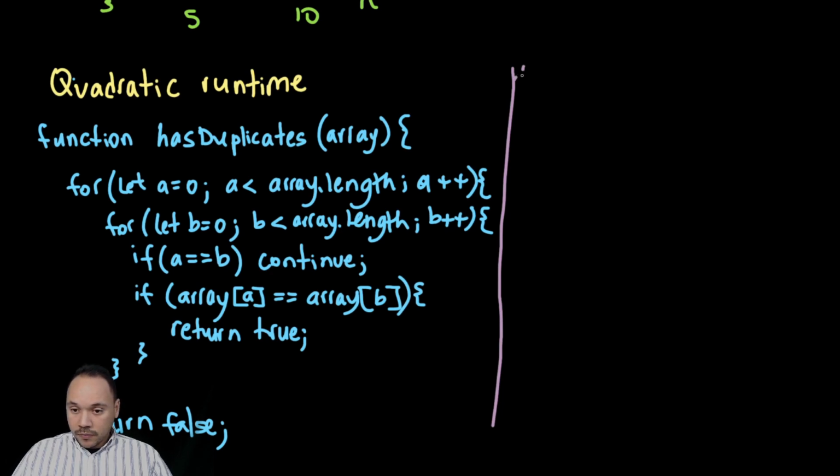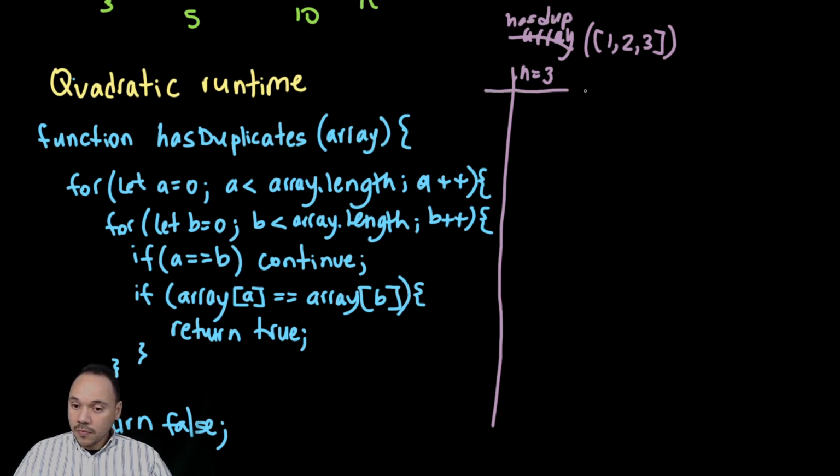Let's say n is equal to 3, and then we have the array. Say we have the array 1, 2, 3. So this would be has duplicates, right? So let's see how many instructions it runs. In this case, let's say this will be an assignment, then this part will run n times, which is the array length, right?